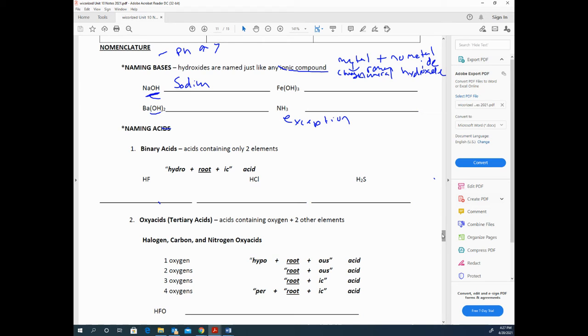And then the OH, we tack that on. So that's a polyatomic ion called hydroxide. So we don't change its name or anything. It just is hydroxide. So hydroxide. There we go.